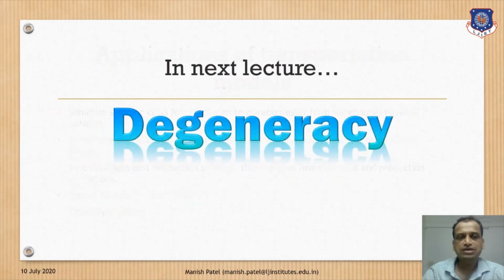So in next lecture, we will study about degeneracy in the transportation problem. Whenever we find out initial basic feasible solution in transportation problem, we may come across degeneracy. So in that case, we have to approach the problem in a bit different way. So we will look into detail in the upcoming lecture.